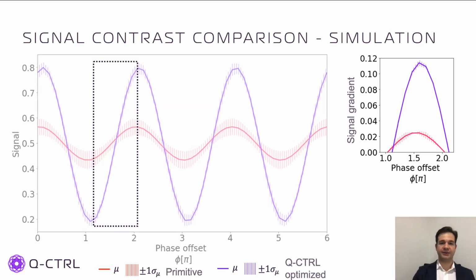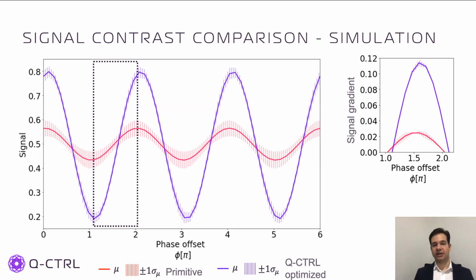Here, we have a signal. In purple, it's the optimized pulses. In red, the primitive pulses. What we are actually interested in is the gradient of the signal, because this is directly proportional to the sensitivity. And here on the right, we can see the gradient. And in terms of optimized pulses, we can see that it's significantly larger than the primitive pulses. So this is significant because the noise levels we used are quite large, and we can expect similar noise levels in deployed sensors in various environments.